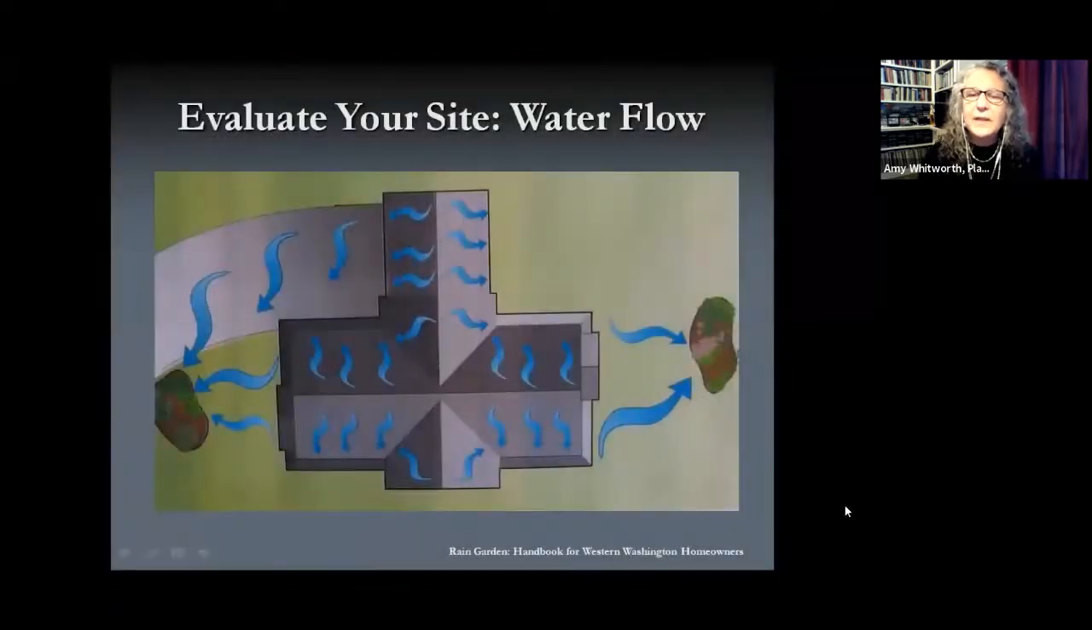So the first step is evaluating your site. We're looking at a bird's eye view of a home on a property, and all of the arrows are showing the direction of flow. These lines are the ridge lines of the roof. There's one that goes this way and another ridge that goes this way. All the water flows down from the ridge towards the gutters and ultimately the downspouts. And then the water will flow from there to your rain gardens on either side, wherever your downspouts might be.